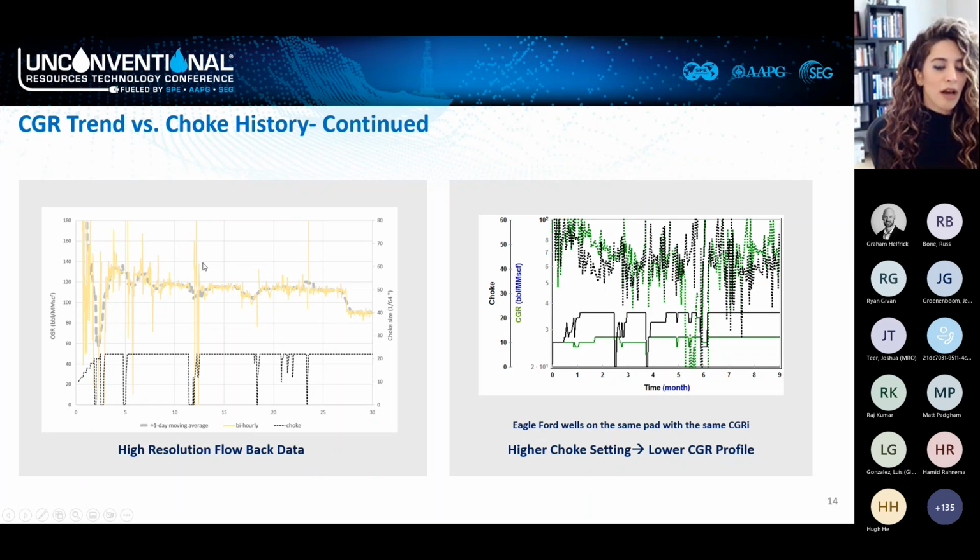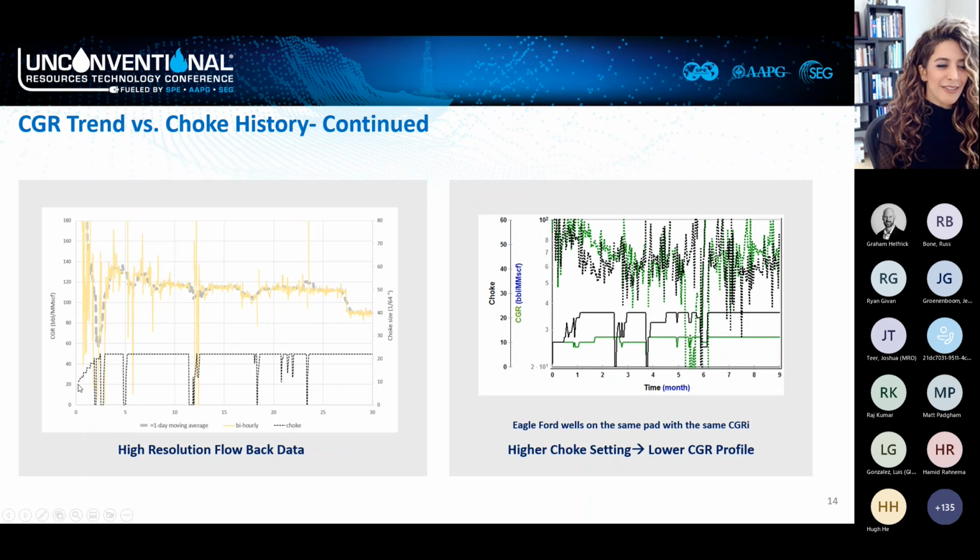Here, on the left-hand side, I'm showing a plot that is zooming into the first 30 days of production from one of our newer Eagle Ford wells in the DeWitt County in Eagle Ford. And in yellow or amber, you're seeing bi-hourly CGRs that are coming from the flowback reports. And also from the same flowback report, you're seeing the evolution of choke size. In gray, I have tried to smoothen out the noise out of the bi-hourly data, which didn't really help much.